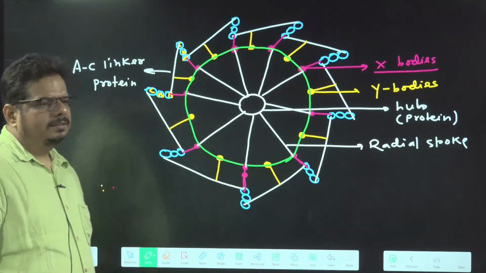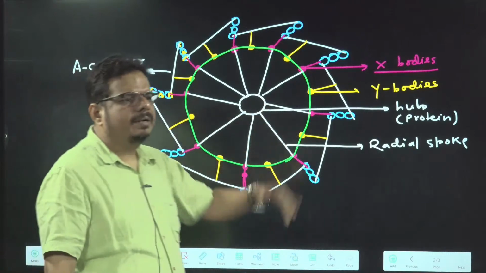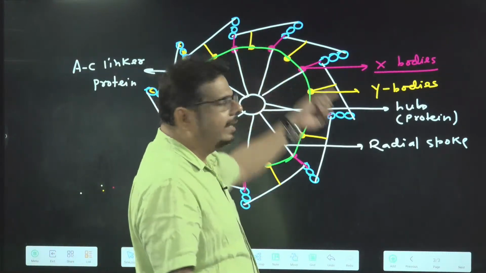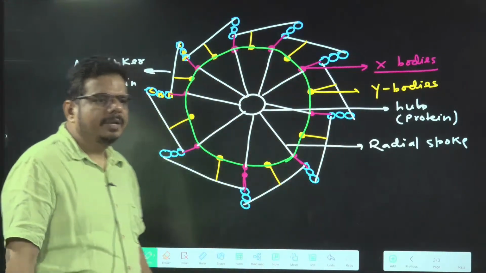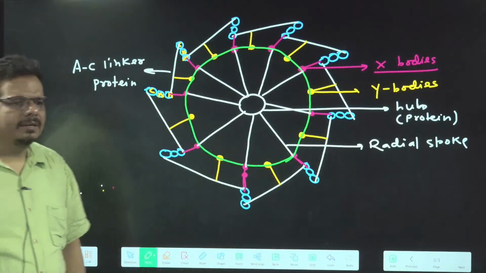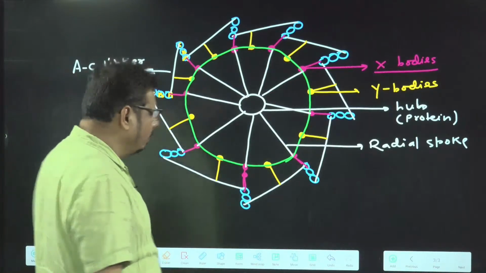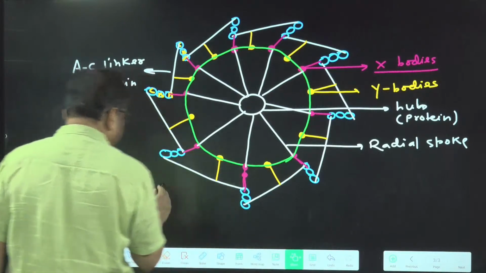These are the ultrastructure of centriole and basal body. Both have the same internal structure. It looks like a cartwheel. It appears like a cartwheel, na? Is it clear? Understand? So now I am just writing one more line.